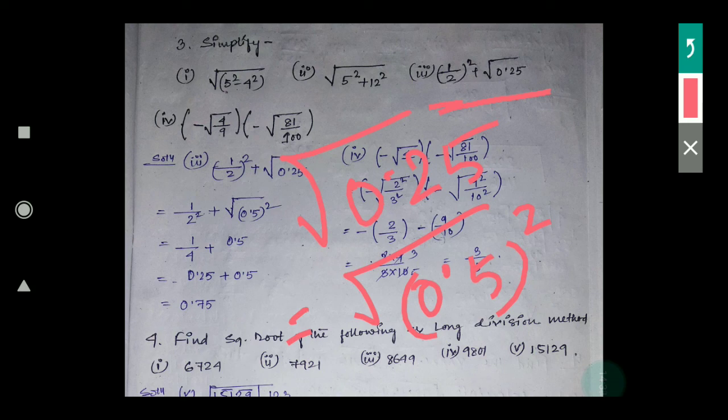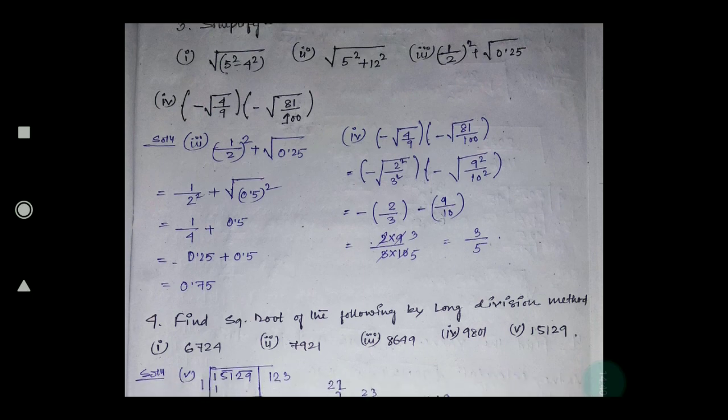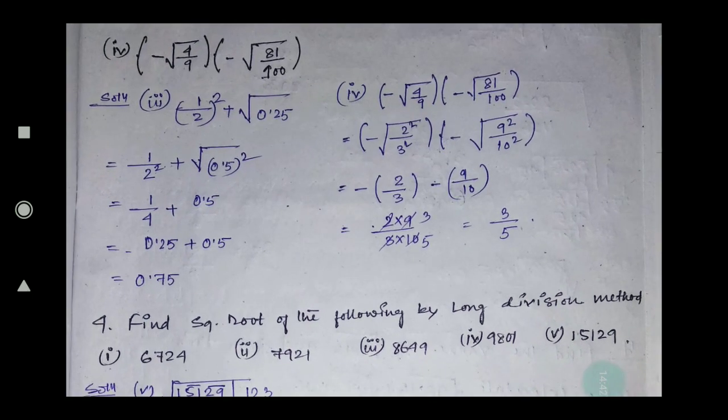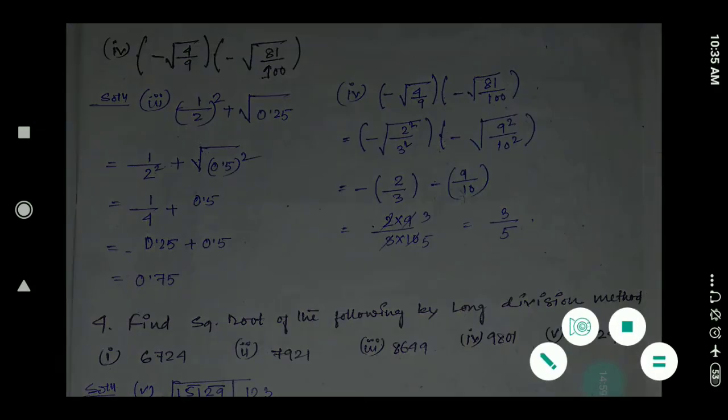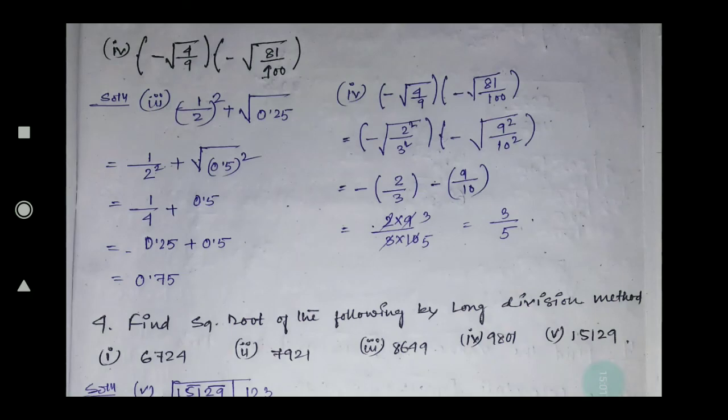So what I have written for number 3 is 0.5 square, so square and square root will get cancelled, so it will be 1 by 4 plus 0.5. 1 by 4 means 0.25, so 0.25 plus 0.5 is 0.75. Okay.